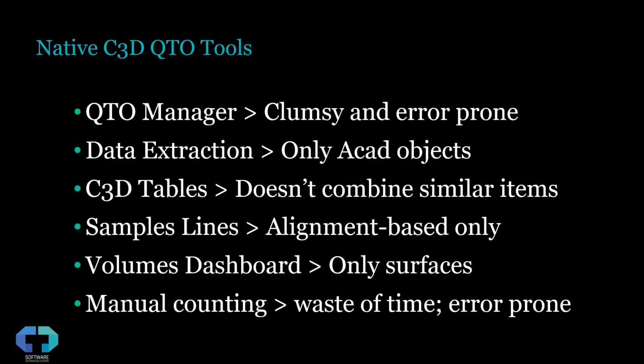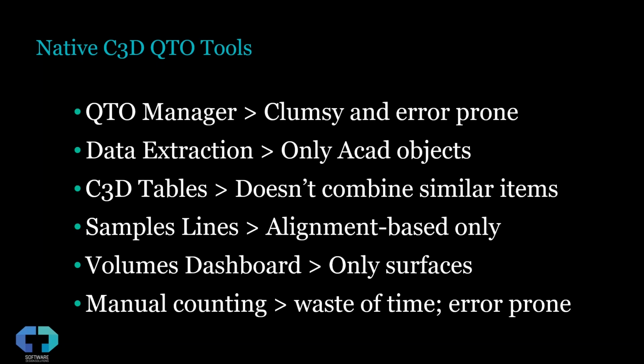And finally, which I think a lot of people do for at least some of their quantification, is just manually counting, picking on objects, maybe doing a select similar, and then looking at properties to get total counts. It's a big waste of time, obviously. I don't have to tell you guys that. And it can be really error-prone if you're transferring or manually typing data into Excel as you check those quantities.